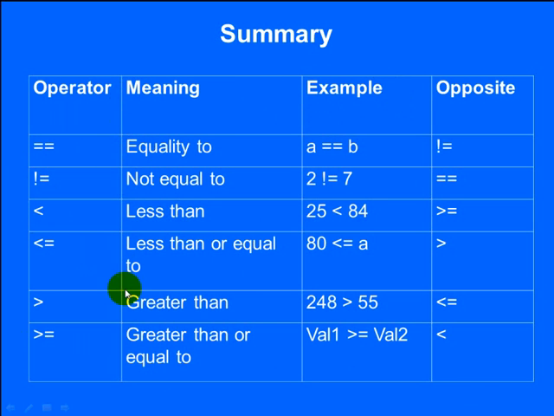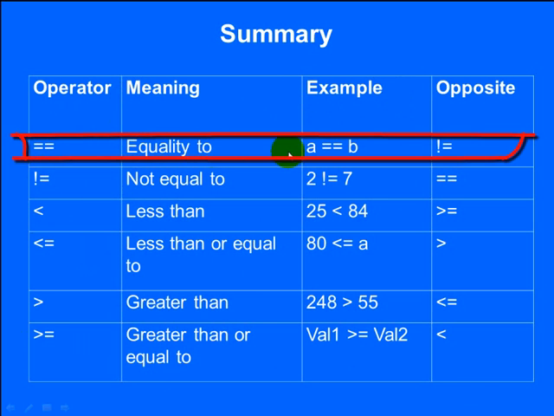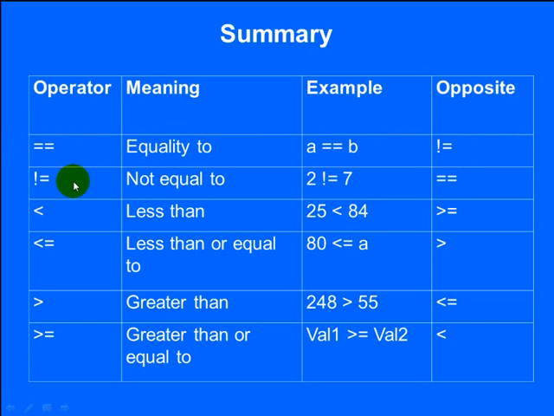The meaning of this is equality, and the example is A equals B. It will return true if A and B are equal to each other. Opposite to the equality operator is the not equal to operator, or inequality operator. Then we have the not equal to operator, its example and all. So this is the summary of the logical operators that we have discussed.